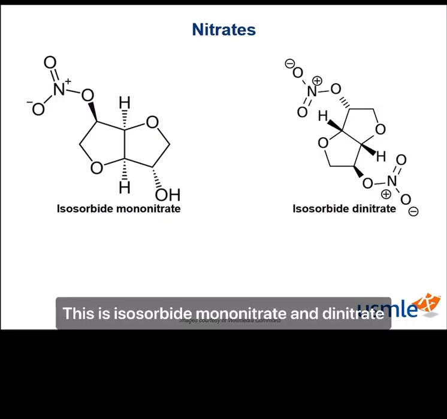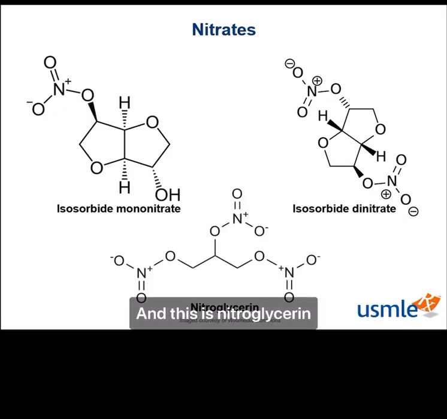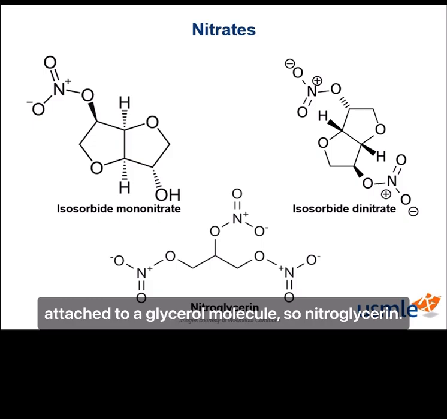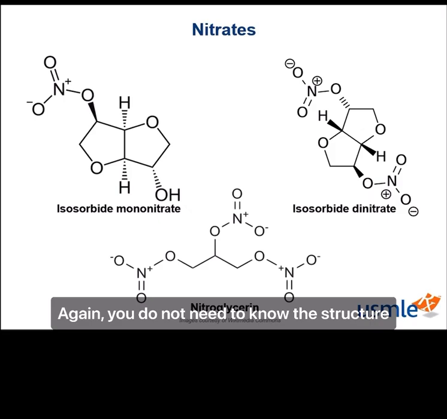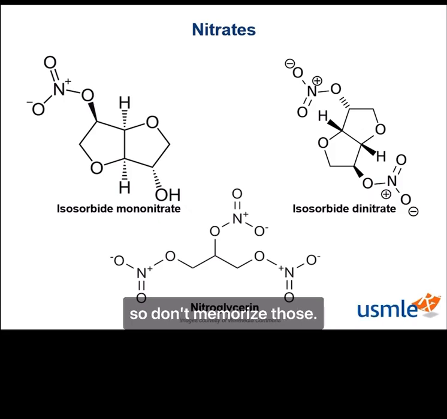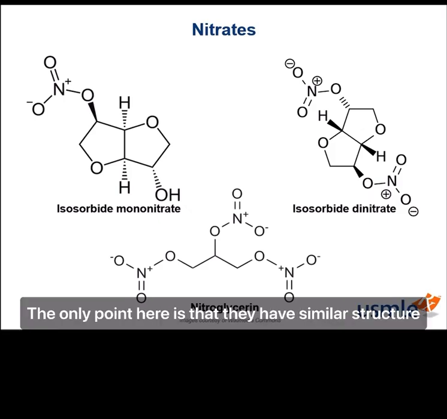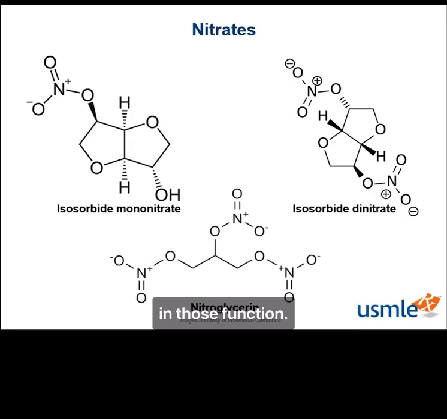This is isosorbide mononitrate and dinitrate with 1 and 2 nitrate groups respectively. And this is nitroglycerin, named because it has 3 nitrates attached to a glycerol molecule, so nitroglycerol. Again, you do not need to know the structure, so don't memorize those. The only point here is that they have similar structure and thus function.